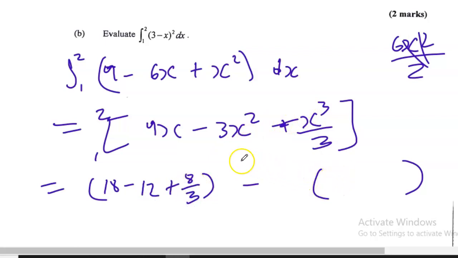In the other bracket, now we're replacing x with 1. So 9 times 1, that's 9. Minus 3 times 1 squared, that's minus 3. Plus a third.